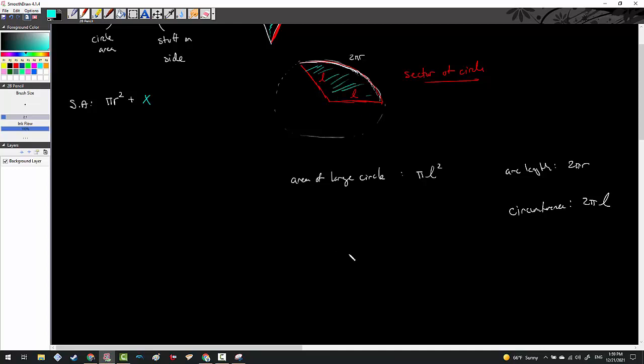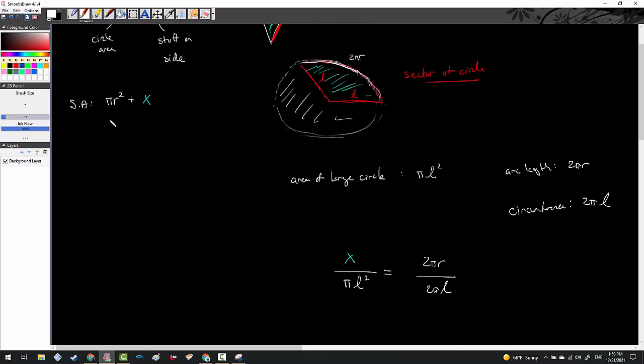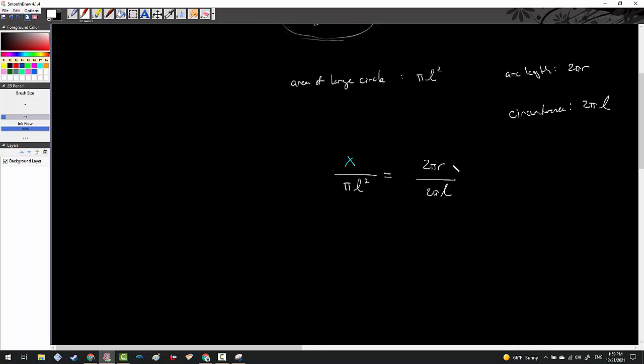x, which is going to be this, over the entirety of the circle, which would have been all of this stuff right here. So that's going to be my pi L squared. Well, I know that has to be equal to the arc length, which is 2 pi r, the smaller, over the entirety of the circumference, which is 2 pi L, right? So what can cancel out right away? I'm going to just solve for x, because after I solve for x, I'm going to plug it back into my surface area formula.